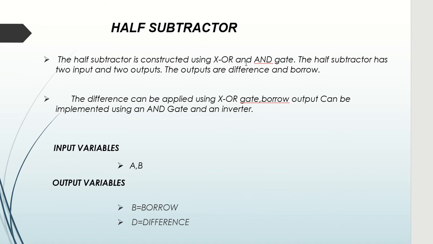The difference can be implemented using an XOR gate. The borrow output can be implemented using an AND gate and an inverter or NOT gate. Input variables are A and B, output variables are D, difference, and B, borrow.